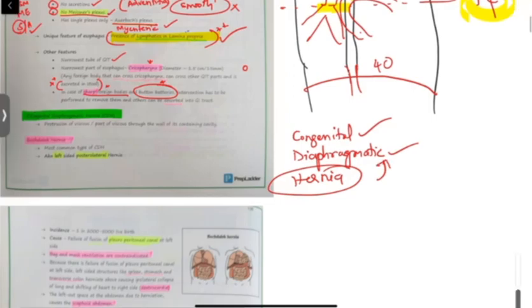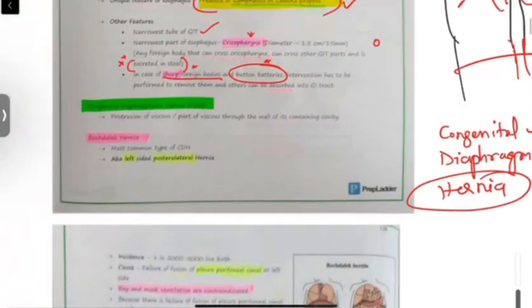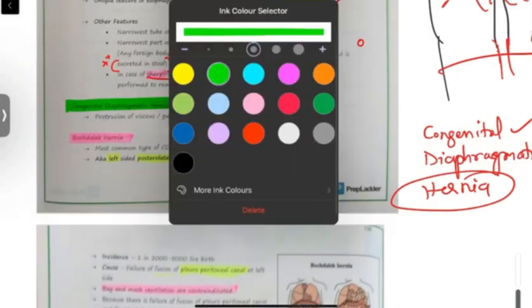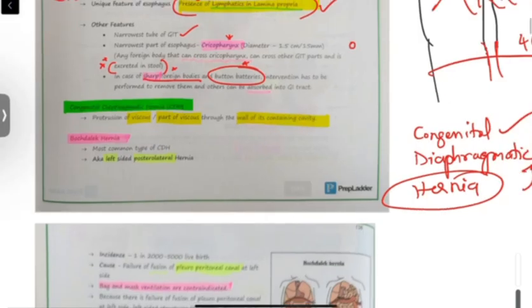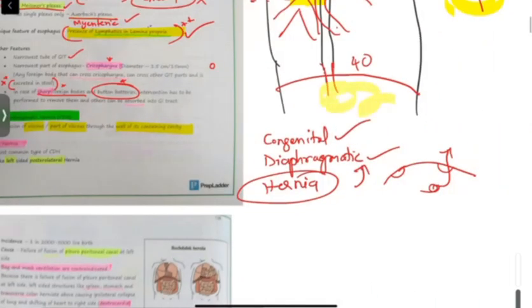So whatever the content is there in the abdomen will pass or will herniate into the thoracic cavity through whatever the openings or the weak wall is there in the diaphragm. That itself is the pathology here. So protrusion of the viscus or part of viscus. Viscus is nothing but intestine or bowel or part of viscus through the wall of its containing cavity. So basically whatever the loops of intestine or viscus is there, it will pass and it will herniate into the thoracic cavity through the diaphragm.